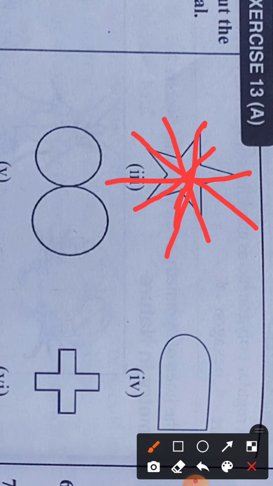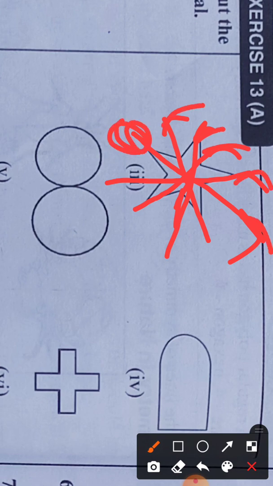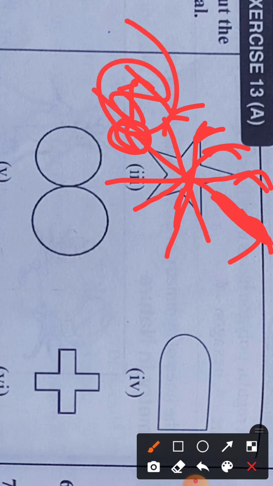You count 1, 2, 3, 4, 5, and the total will be 5 lines. Actually it should be 5 lines, because we have already counted this line, is it not? So 1, 2, 3, 4, 5 lines. This line no need to count, because we have already counted it here. So total 5 lines. The star has 5 lines of symmetry.